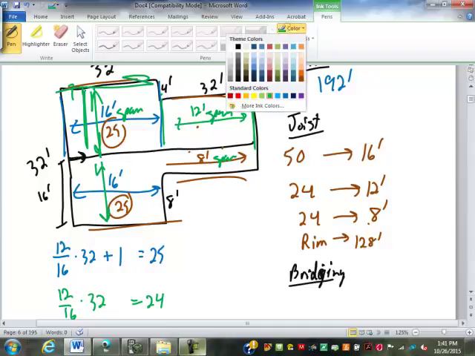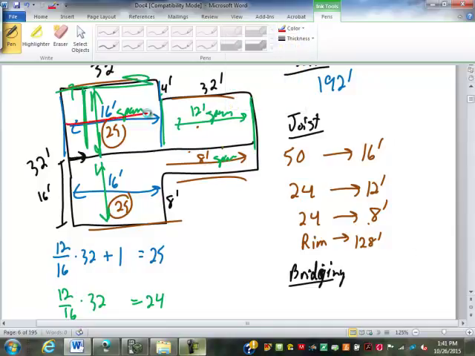Bridging. Well, we need bridging here and here, obviously. Do we need it here? Yep, 12 is more than 10. Do we need it here? No. So you're at 32, 32, and 32 makes 96 times 3, 288 feet of bridging. Always times 3.